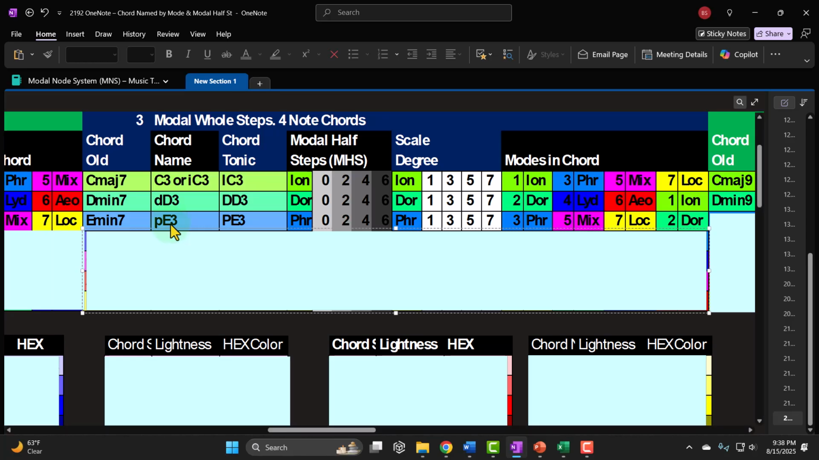The last one is going to be 3 modal half steps, 3 modal whole steps up. 3 times 2 is 6. So the last one is going to be 6 modal half steps away, or 7 off by 1 from a scale degree standpoint. So we're adding the 7. It would be 3 plus 2 is 5, plus 2 is 7, plus 2 is 2 if we go around the horn. That means that the Phrygian 3 chord would be a 3, which would be a 4-note chord. It would be the 3, 5, 7, 2, or Phrygian, Mixolydian, Locrian, and Dorian nodes.